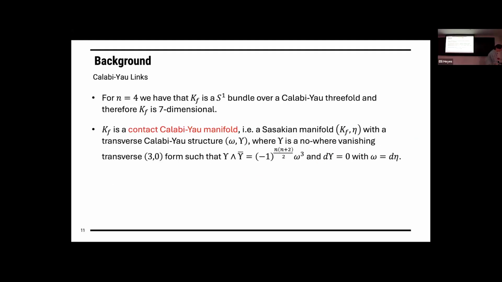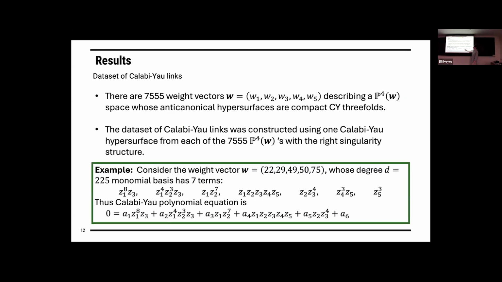So with the weight vector, this essentially defines some basis of monomials, and then I can assign different coefficients to these monomials to define different Calabi-Yau hypersurfaces. We want a Calabi-Yau hypersurface that has this isolated critical point at the origin. So we basically just assigned every coefficient to be 1, and if that gave us the right singularity structure, we were like, okay, great, save that. Otherwise, we searched different coefficients in order to have this isolated critical point at the origin. And then from each of these Calabi-Yaus, we constructed our links.